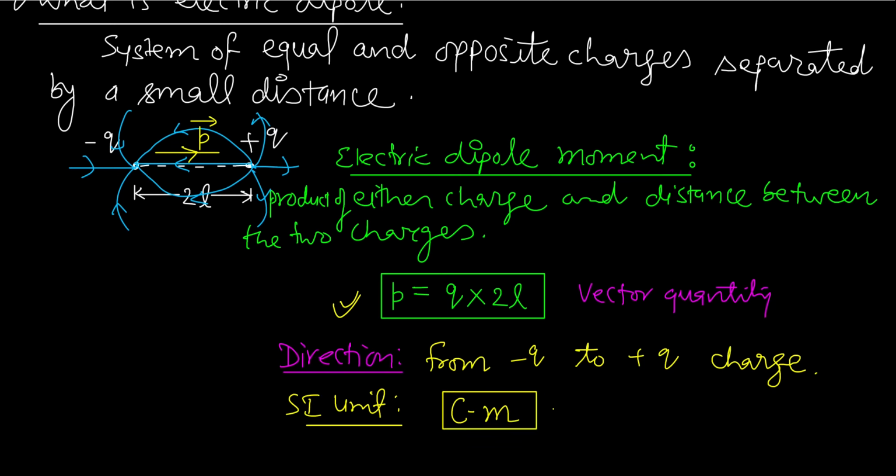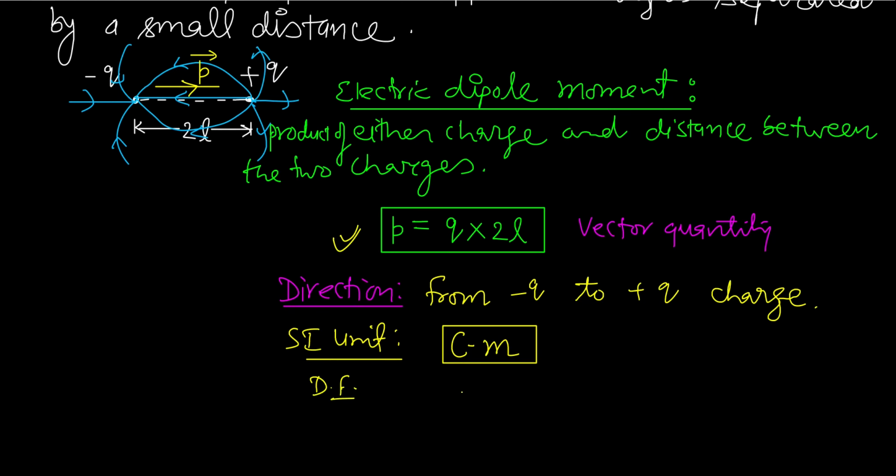If you want to write the dimensional formula for this, the dimensional formula for charge is ampere times second, or ampere into time, multiplied by L for distance. So you can write it as LTA. That will be the dimensional formula for electric dipole moment.